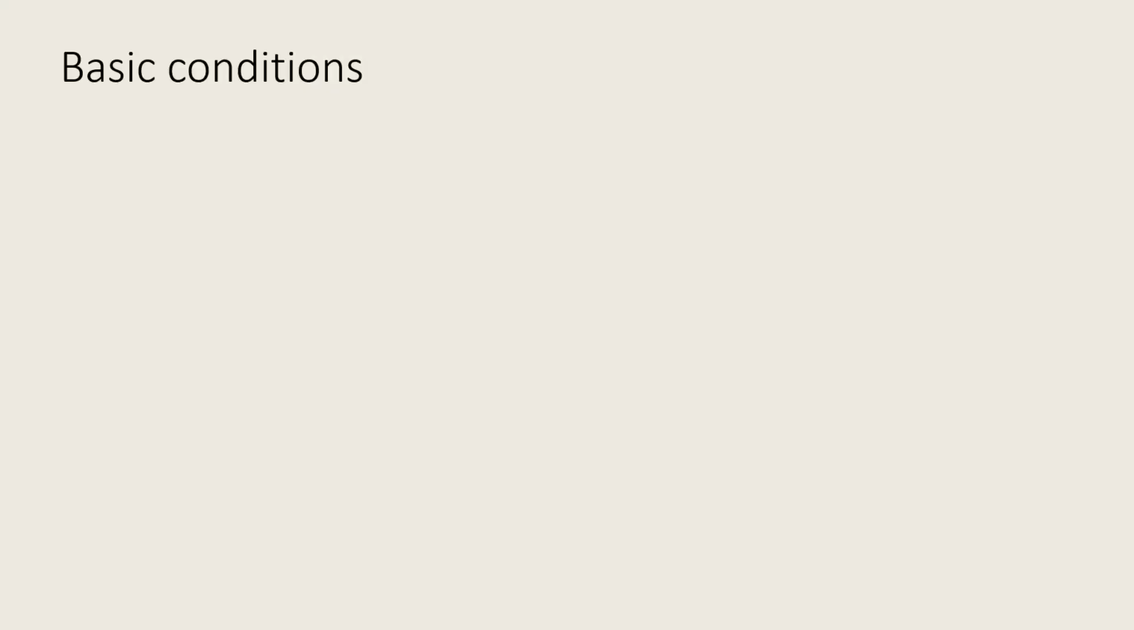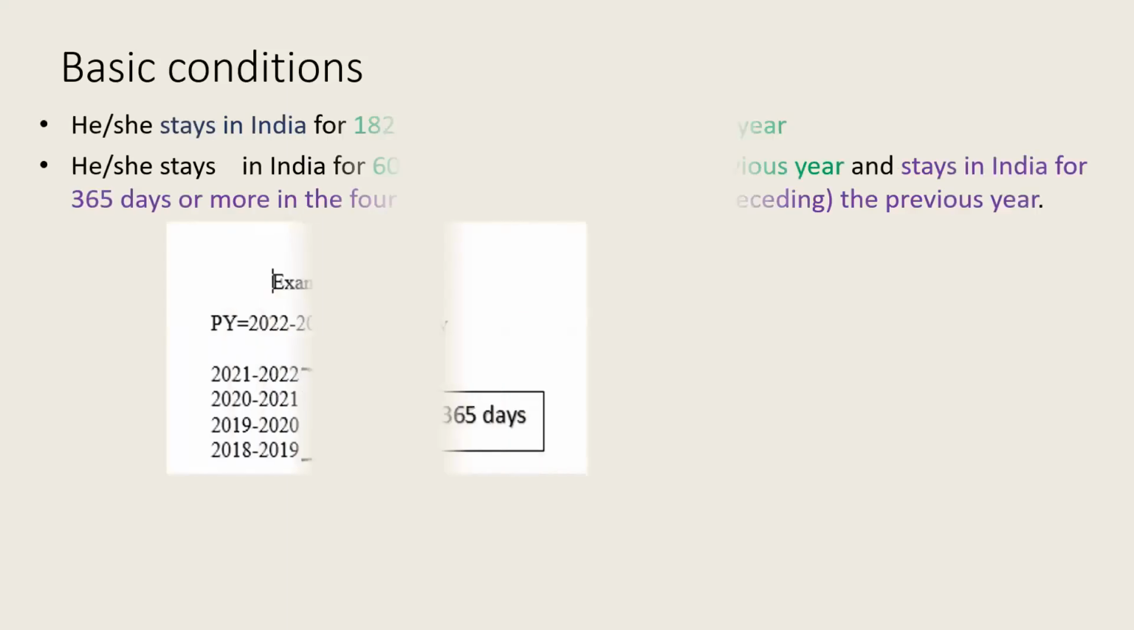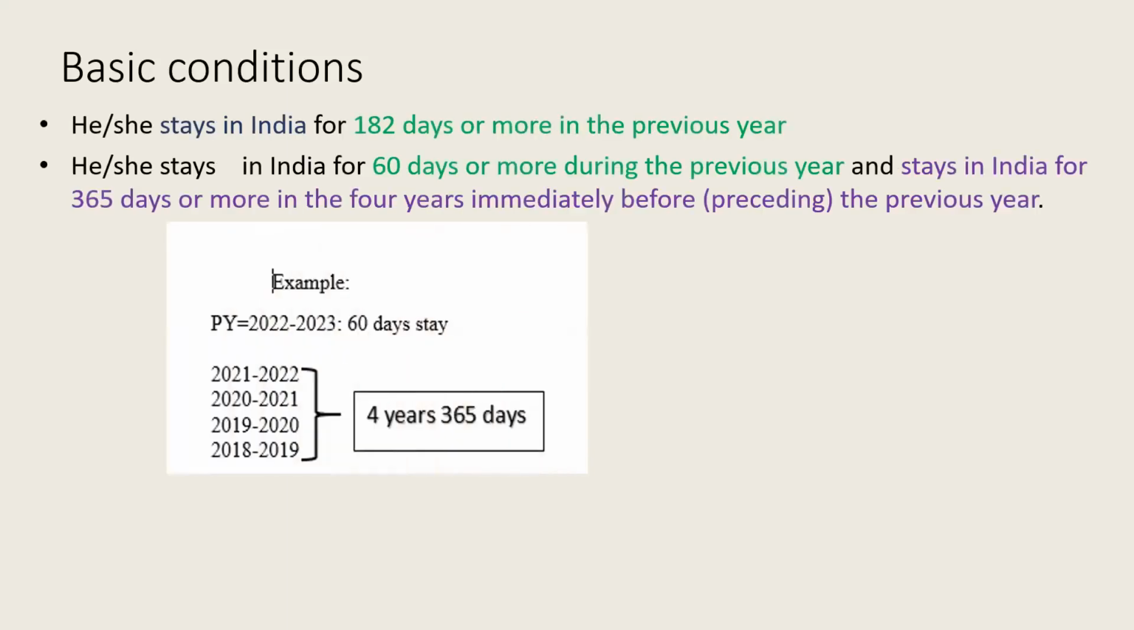First, let's look into the basic conditions. There are two basic conditions. The first basic condition is that an individual stays in India for 182 days or more in the previous year. That means in the year preceding the current year or the assessment year, an individual had to stay in India or had to be in India for at least 182 days.